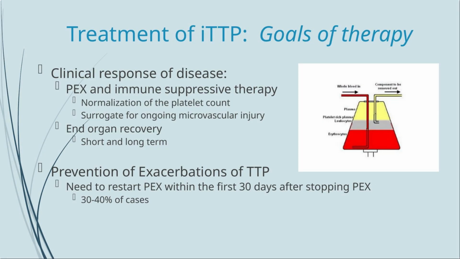So again, the goals of acute treatment in TTP are to stop the end organ damage and allow for recovery. And plasma exchange is the initial treatment for this. We monitor for normalization of platelet count and improving LDH as surrogate markers for ongoing microvascular injury. And this usually takes 5 to 7 days, so it takes a bit of time. We also want to prevent exacerbations in this acute phase of treatment. And this is defined as having to restart plasma exchange less than 30 days after initially stopping plasma exchange for this episode. And this occurs in about 30 to 40% of patients, or at least when we weren't using caplacizumab.